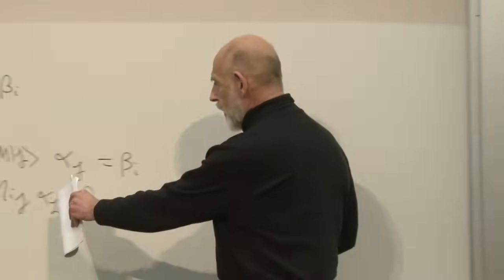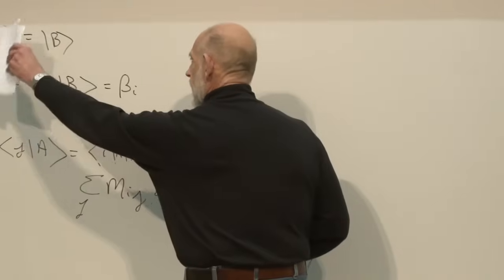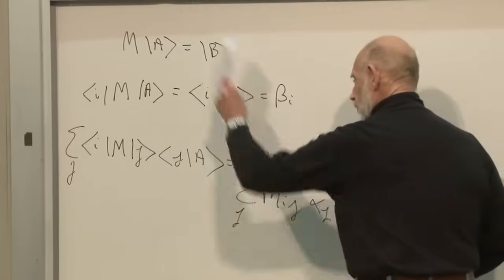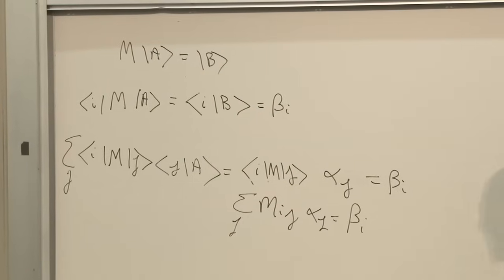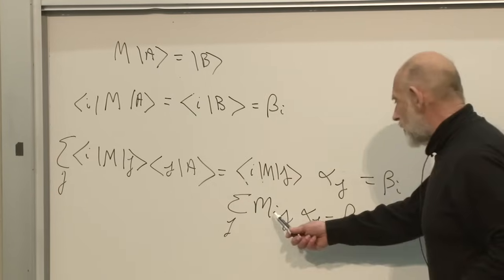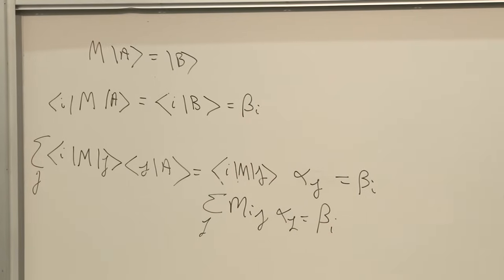All right, so another way to write the same thing. This is one way to write M times A equals B. Well, here's one way to write it, abstract. Here's another way to write it as a concrete sum. And the third way is to recognize that this is just the multiplication of a matrix times a column vector.